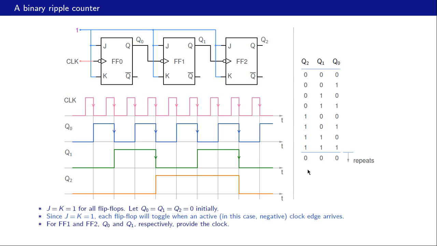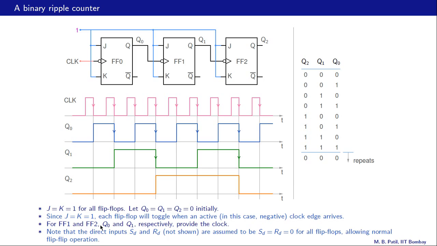Here is the state transition diagram for this counter. These are the counter outputs, Q2, Q1, Q0. To begin with, we have 0, 0, 0, then we have 0, 0, 1, then we have 0, 1, 0, and so on. And after 8 states, we come back to 0, 0, 0. And note that this is decimal 0, this is decimal 1, decimal 2, 3, 4, 5, 6, 7, and then back to 0. So the counter repeats after this point. So it's a modulo 8 counter.